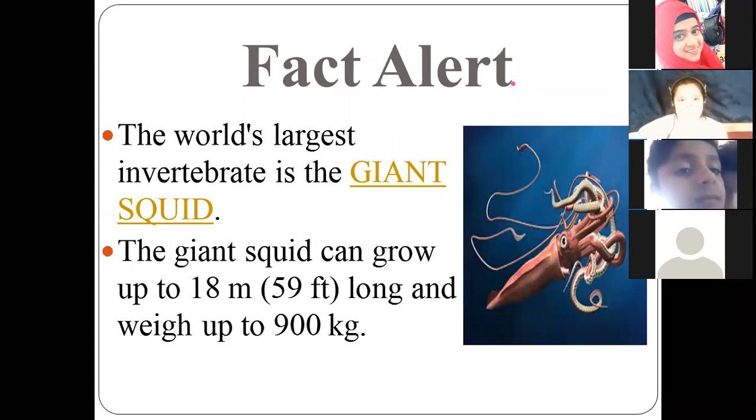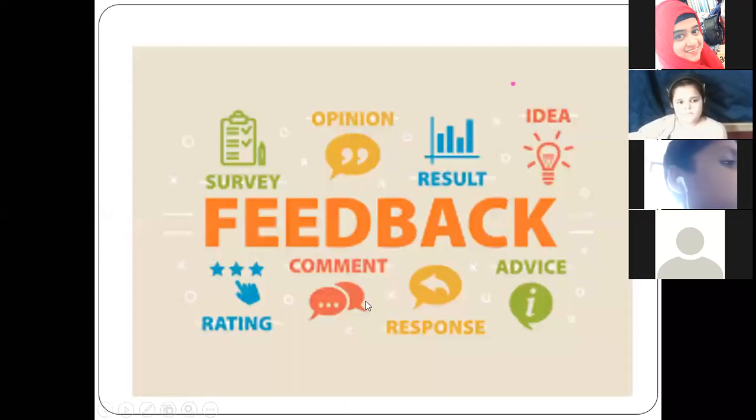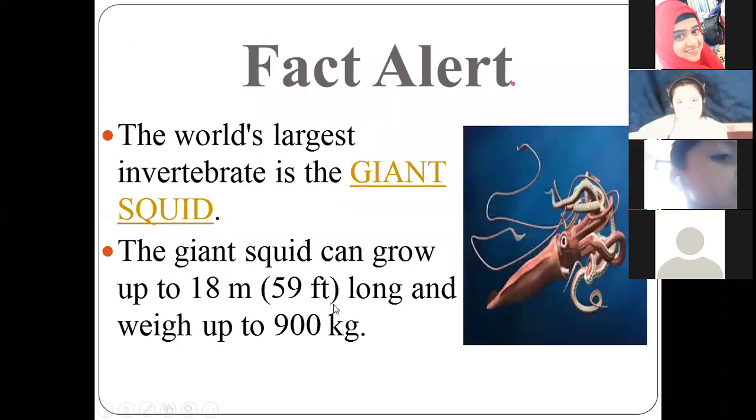The world's largest invertebrate is called giant squid. The giant squid can grow up to this. This creature is called giant squid, the world's largest invertebrate.